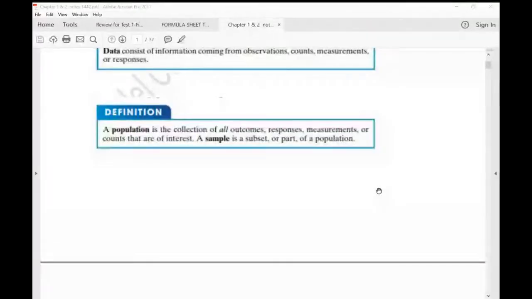Okay, so guys, all I did here is I just pulled up the notes from chapters 1 and 2. And I want you to notice something here. It says a population is a collection of all of the outcomes, and a sample is a subset or part of the population, right? So population means all of them, and a sample means just some of them, right?